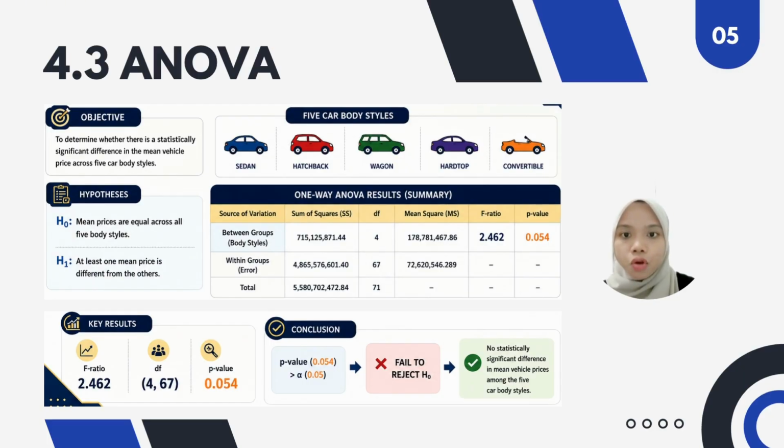Since the p-value of 0.054 is greater than the significance level of 0.05, we fail to reject the null hypothesis. Therefore, there is insufficient statistical evidence to conclude that the mean vehicle price differs significantly among sedan, hatchback, wagon, hardtop, and convertible vehicles.